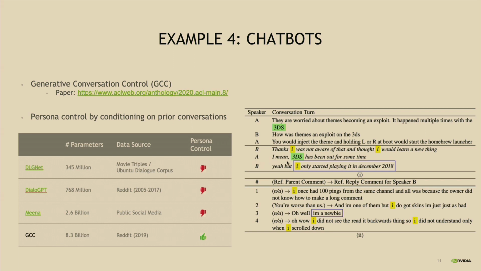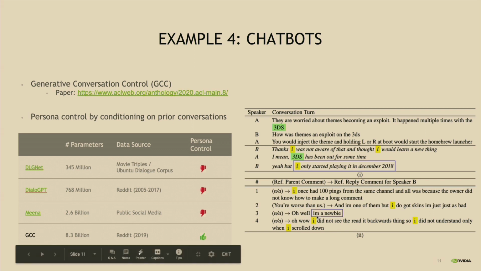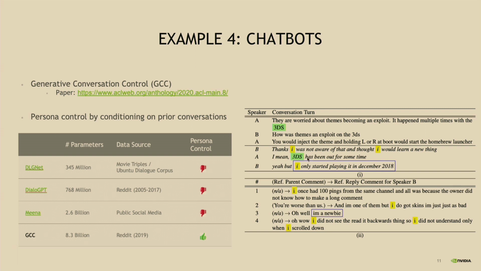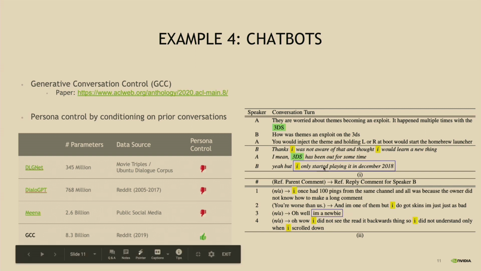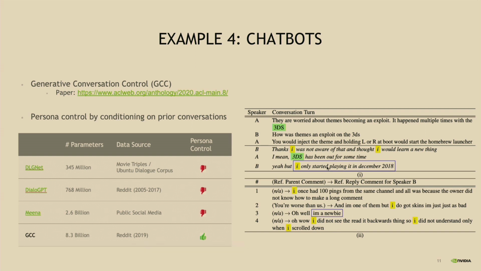One thing to notice is that whenever speaker B talks in the generated text, it actually follows the format. For example, this speaker uses lowercase for the word I, and as you can see, when the values are generated, it uses lowercase. Also, in the previous conversation, the user mentions I'm a newbie, and here it says, oh, I just started playing in December 2018. The other thing is that it attends to the beginning of the conversation. For example, speaker A uses 3DS in capital form versus speaker B uses lowercase. Whenever it generates something for speaker A, it actually uses capitals as well.